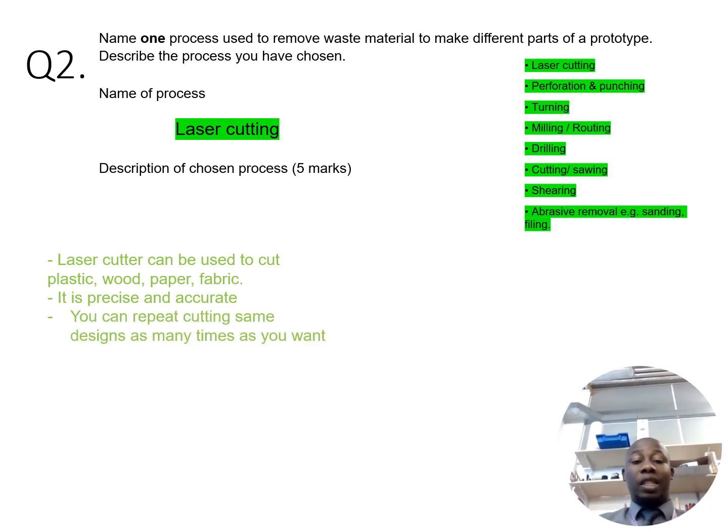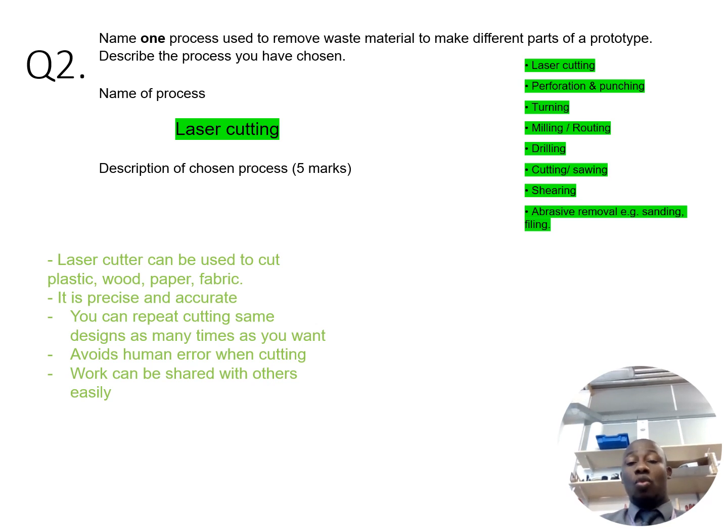You can repeat cutting the same design as many times as you want. Unlike if you were hand cutting, you can't precisely cut the same piece or same shape multiple times, but a laser cutter will be able to do so. It avoids human errors when cutting, and work can be shared with others easily. As designers, we work in teams, and sometimes you might require somebody else somewhere to edit the work you've done, so you can share your work around and somebody can edit it ready for laser cutting.